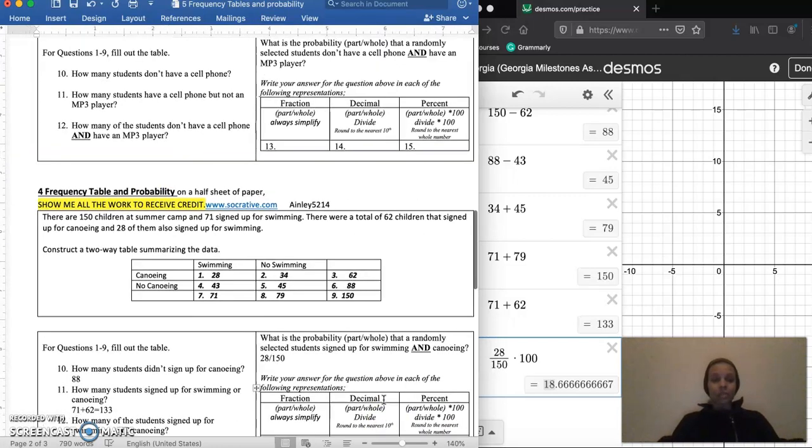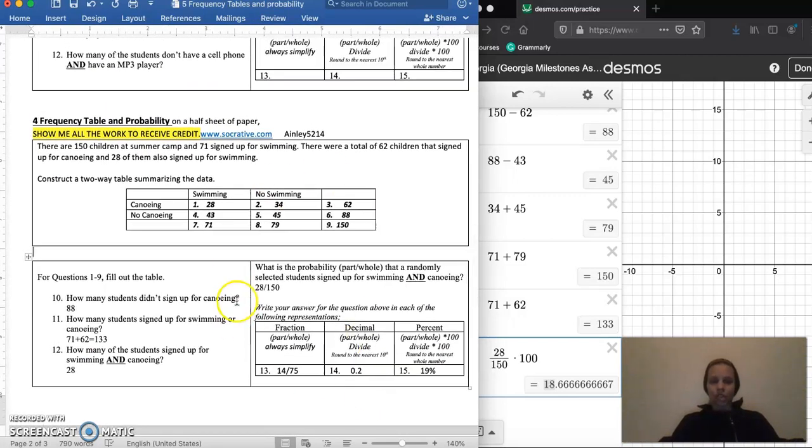Okay, and that's pretty much it. So those are the kind of questions that you're going to get. The hardest thing that you're going to have to do is actually make the table, which, once you kind of get used to it, it's not a big deal. Let's practice.